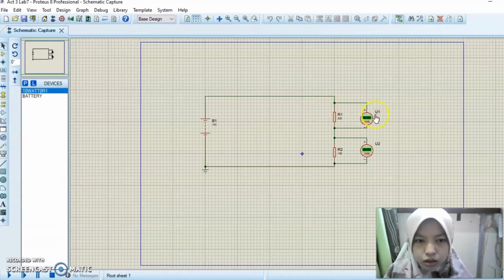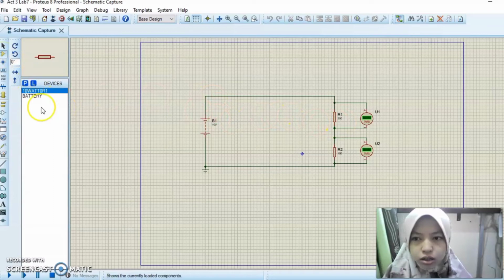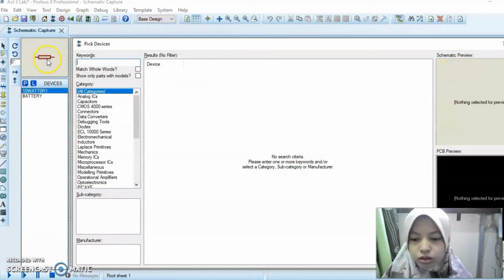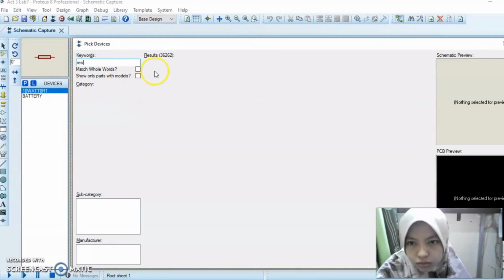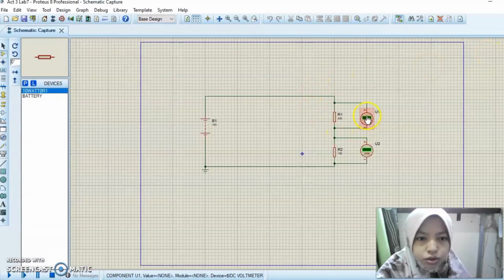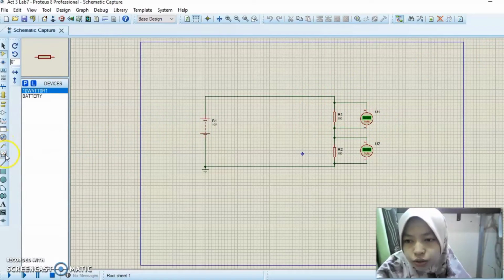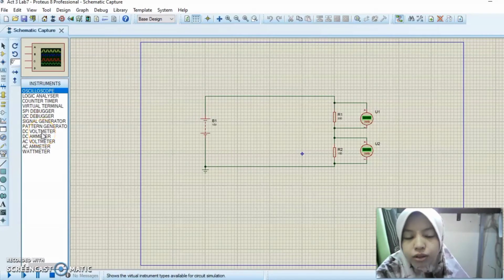And I put a battery, and from this battery, resistors here and here. Okay, after that we use a voltmeter to measure the voltage here. We use a DC voltmeter.